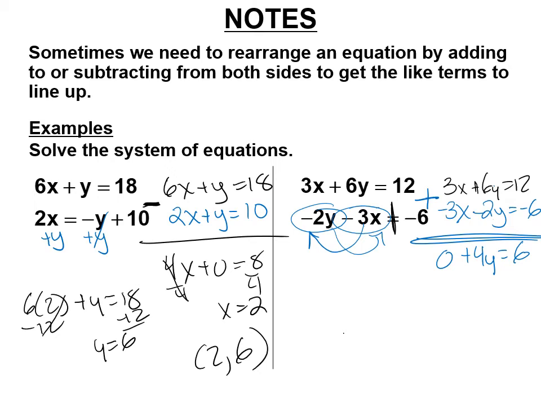Okay, so we're adding 6y plus negative 2y. All right, so we divide both sides by 4. And y equals 3 halves, right? You could write that as 3 halves or 1 1/2.